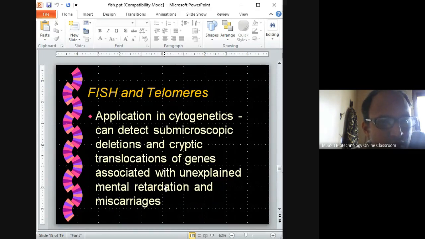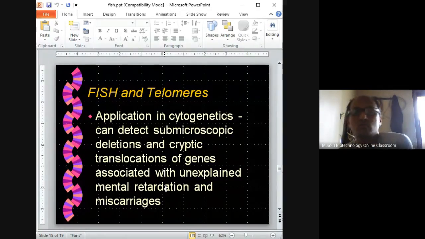Yes sir. So it can be used in the studies of cytogenetics to determine submicroscopic deletions and cryptic translocations. This can be related to some genes related to mental retardation. As I told you earlier, with mentally retarded people, when there are miscarriages, it is always a better option.